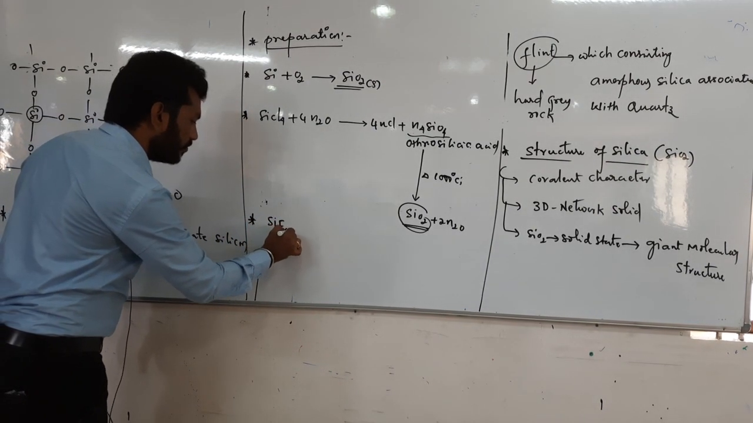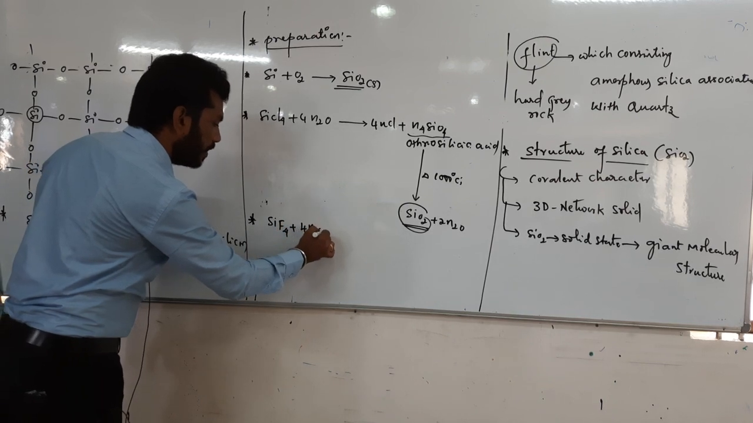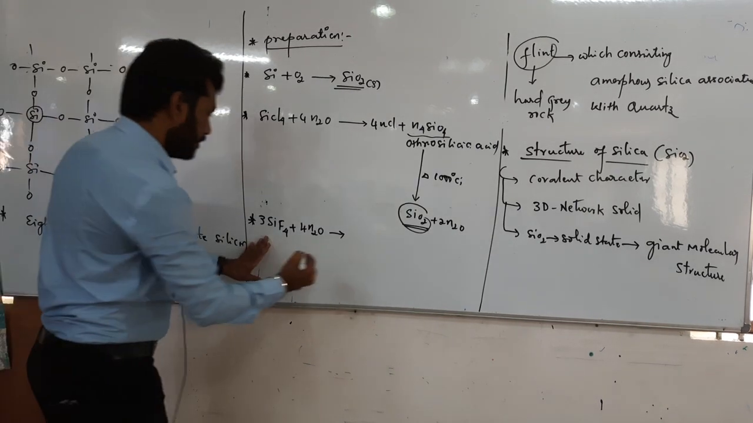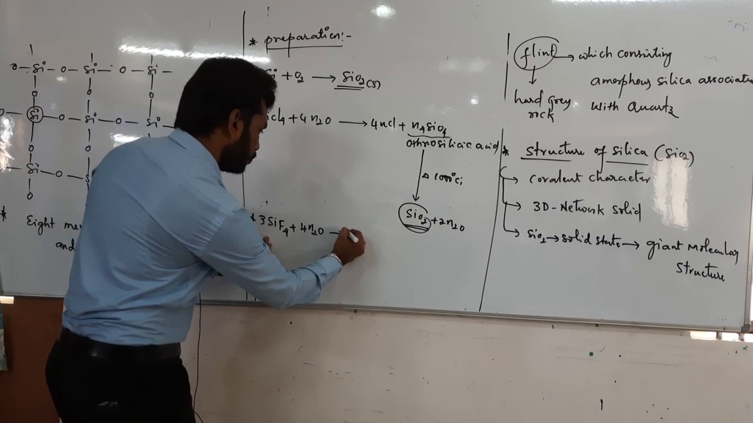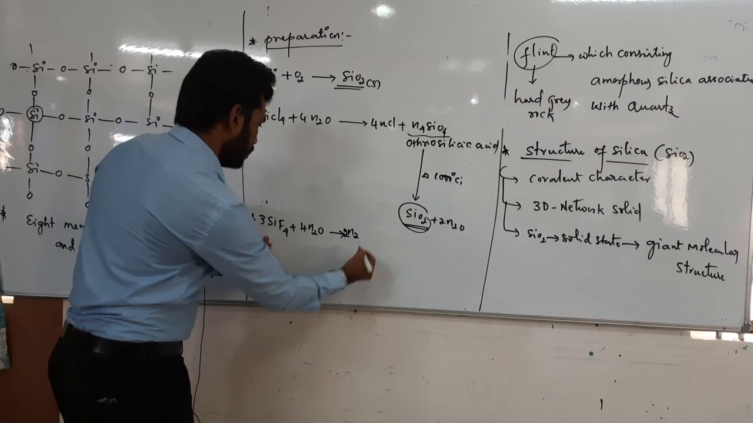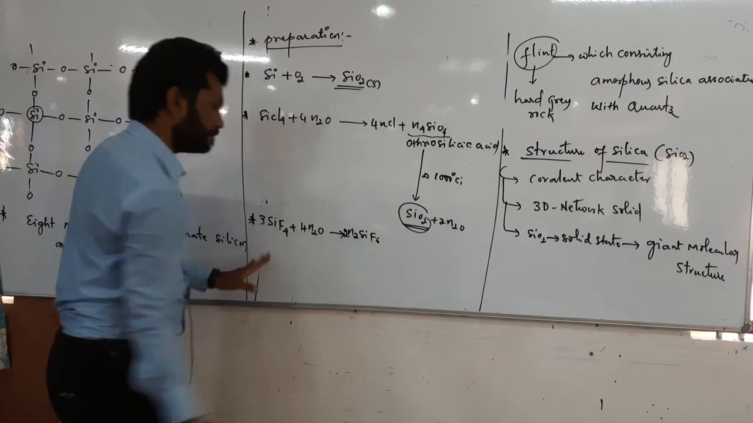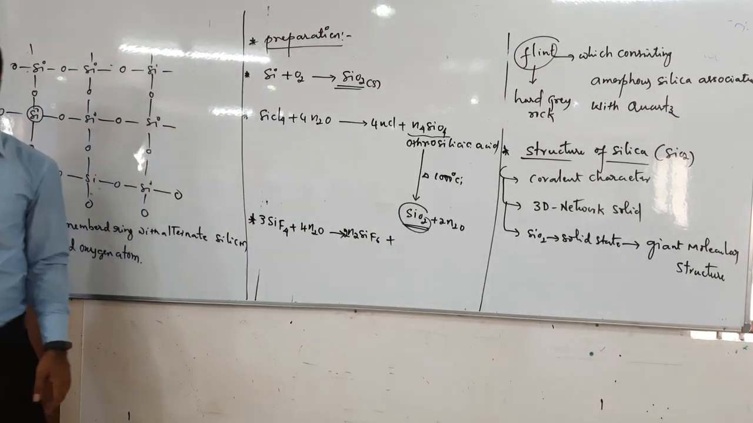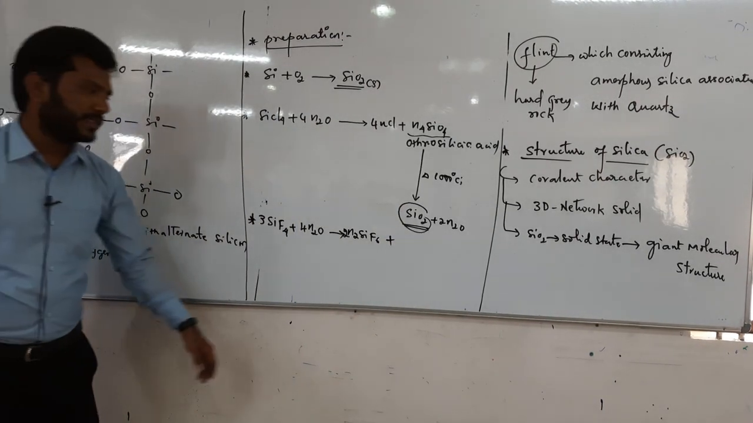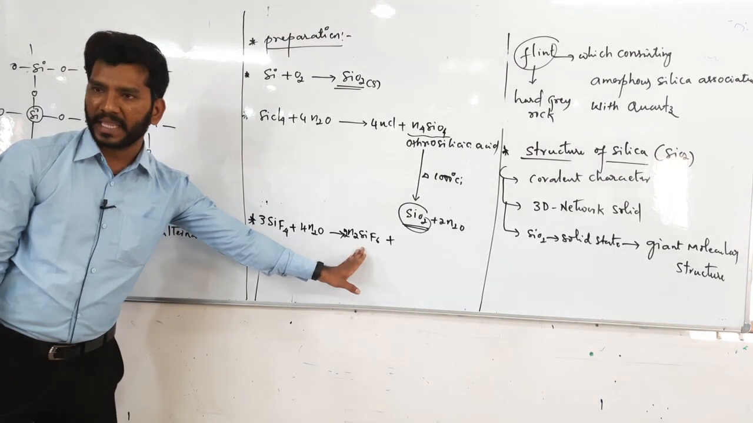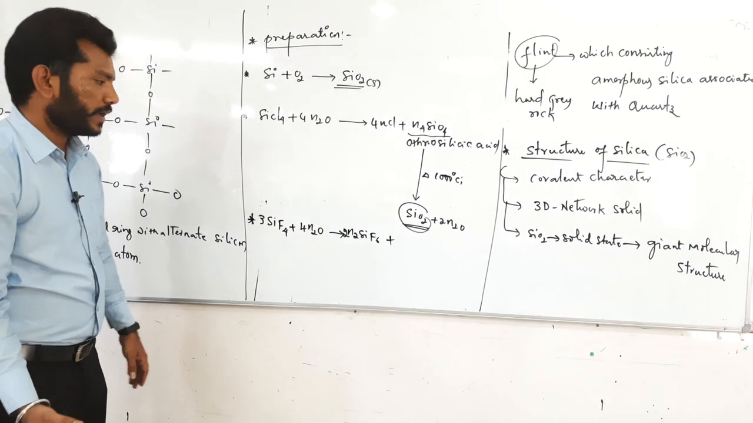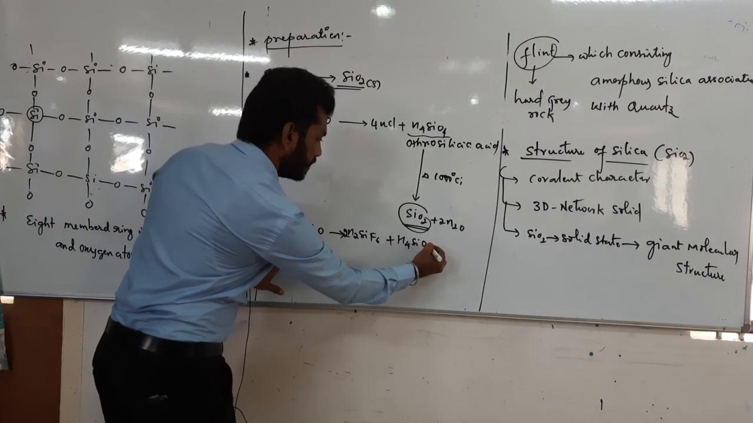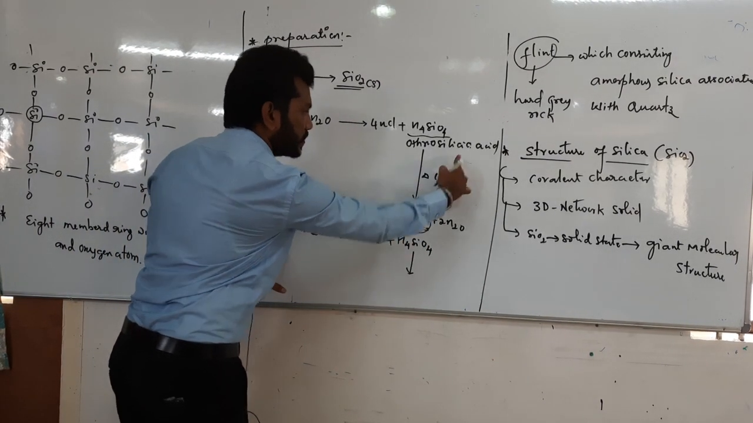Silicon tetrafluoride reacts with water, and if I take 3 moles of silicon tetrafluoride, guys, we get 2H2SiF6. This is hexafluorosilicic acid, by the way. Along with that we get H4SiO4, again orthosilicic acid.